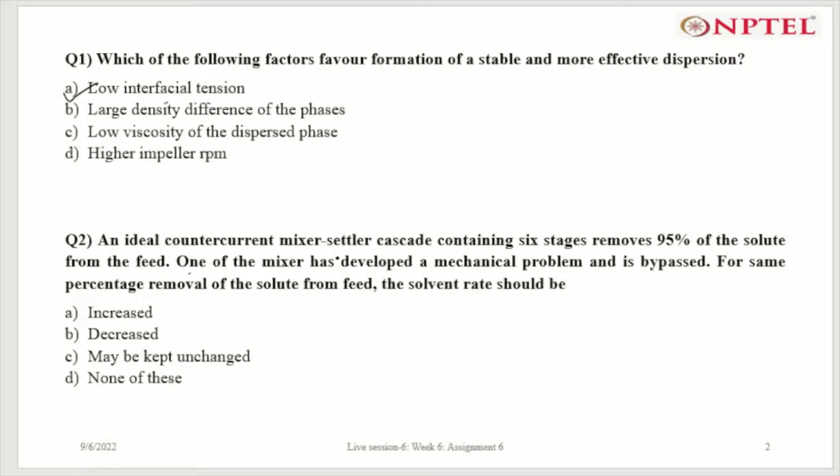Question 2: an ideal counter-current mixer settler cascade containing 6 stages removes 95% of the solute from the feed. One of the mixers has developed a mechanical problem and is bypassed. For the same percentage removal of the solute from the feed, the solvent rate should be: increased, decreased, kept unchanged, or none of these. Can anybody tell the answer? It is a simple answer. We have to maintain the same percentage removal, so the solvent rate should be increased. Then it can attain this percentage. All of you got it. Going to the next question.